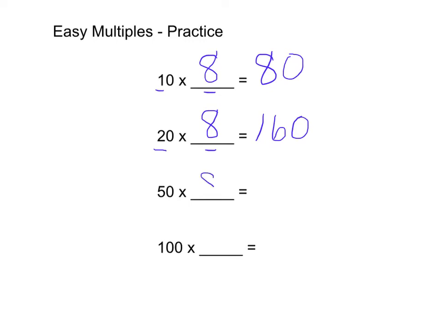Let's try 50 times 8. Be careful, this one might be a little tricky, because 5 times 8 is 40, and you have to bring over the extra 0. Now try 100 times 8. You should get 800. Excellent. Remember, you can keep practicing your easy multiples throughout this lesson.